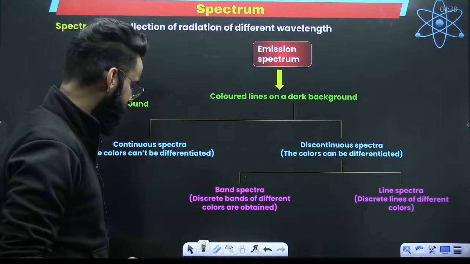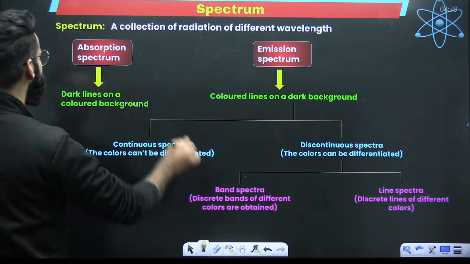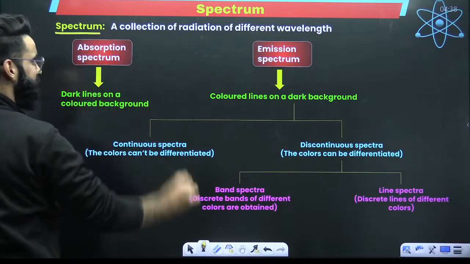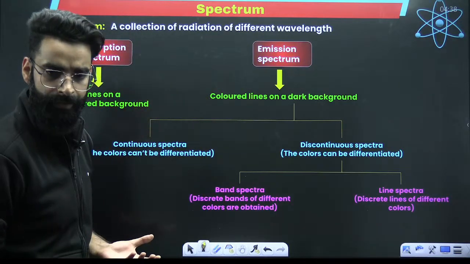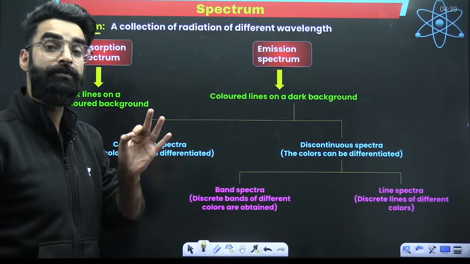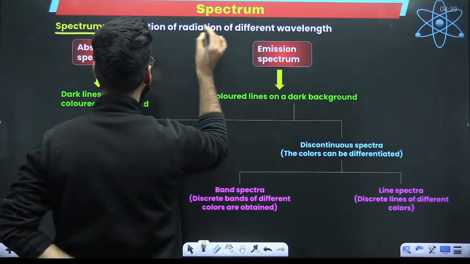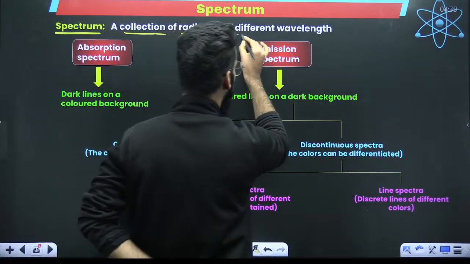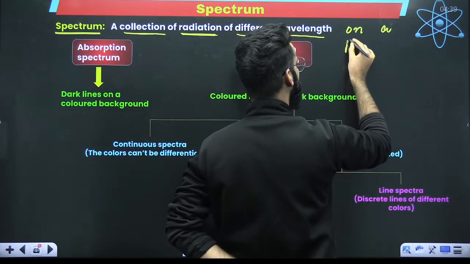Our first topic in today's session, which we are going to discuss right now, is going to be spectrum. My dear students, I'm sure all of you would have come across this particular term spectrum. Let's get to know what the spectrum is all about and what all things we have to remember in this particular spectrum. My dear students, spectrum is defined as the collection of radiations of different wavelengths on a photographic plate.